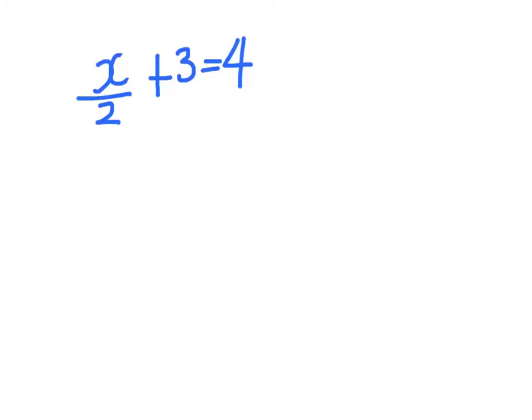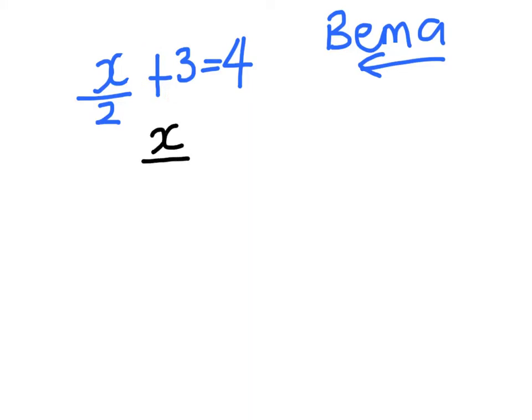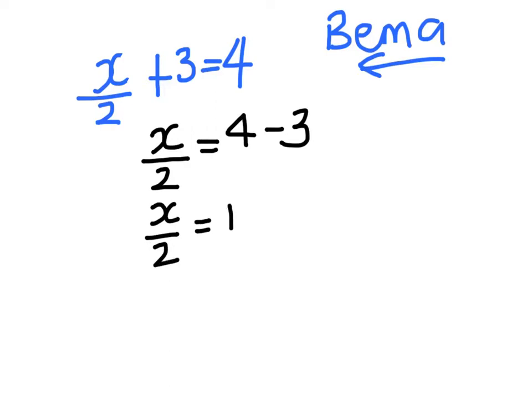X over 2 plus 3 equals 4. Okay, remembering we're doing our BEDMAS backwards. So first thing we're going to do is move this plus 3 to the opposite side, change the side, change the operation. So it's going to be 4 minus 3. So x over 2 equals 1.